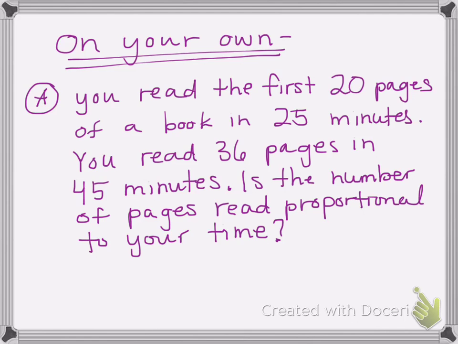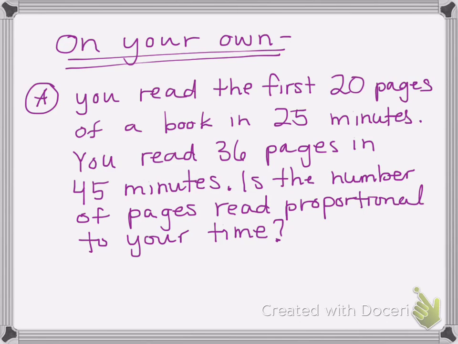On your own, you do not need to write this problem out, but you need to do it thoroughly. Write the answer thoroughly on your paper and show your work. So A, you read the first 20 pages of a book in 25 minutes. Pretty quick. You read 36 pages in 45 minutes. Is the number of pages read proportional to your time? Now this looks very, very, very similar to example 3. So go ahead and use example 3 to help you out with this.